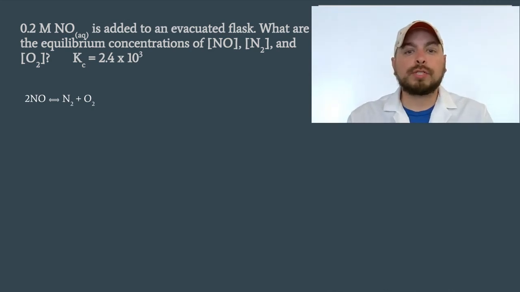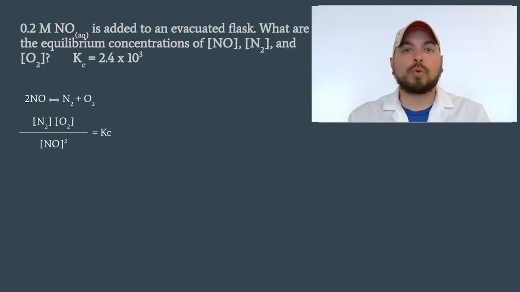All right, the first step is going to be to write the reaction equation. NO decomposes into N2 and O2. It's not immediately balanced, so we need to make sure we put a 2 in front of the NO to balance the reaction. Now let's write the equilibrium expression using that equation. Kc is equal to products over reactants. Therefore, it's the concentration of N2 times the concentration of O2 divided by the concentration of NO squared.